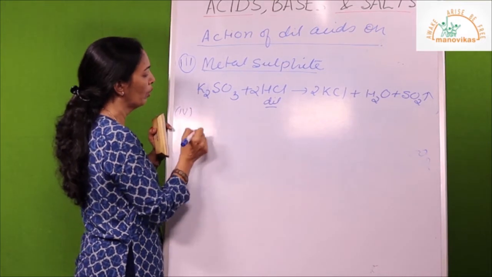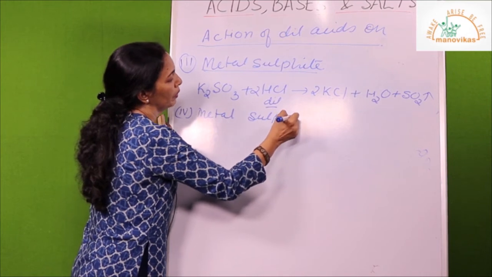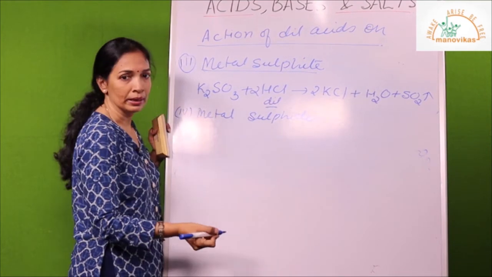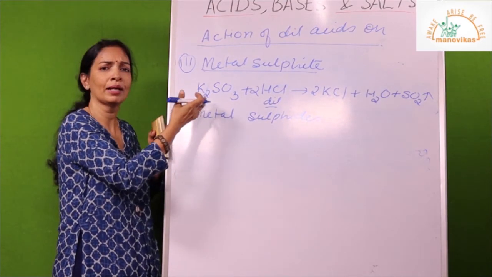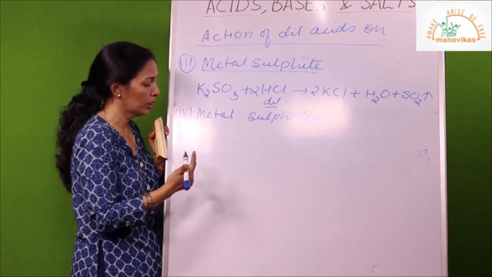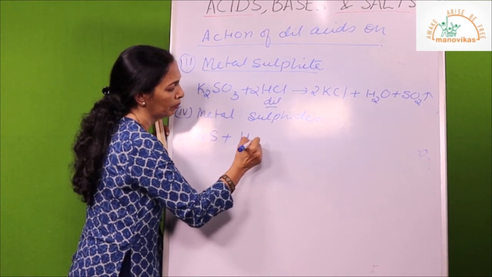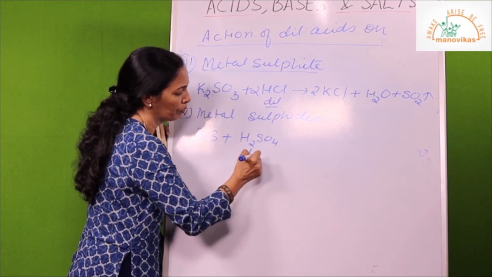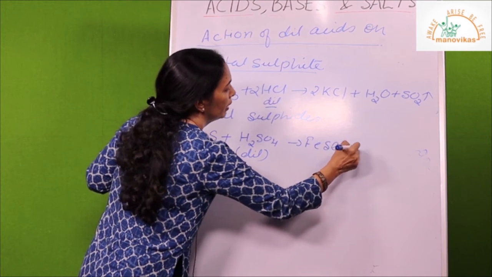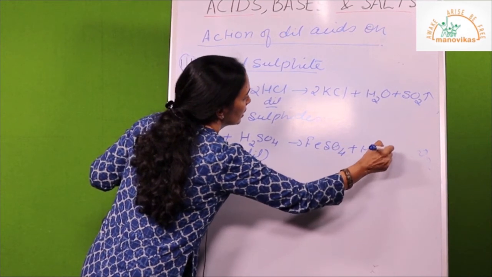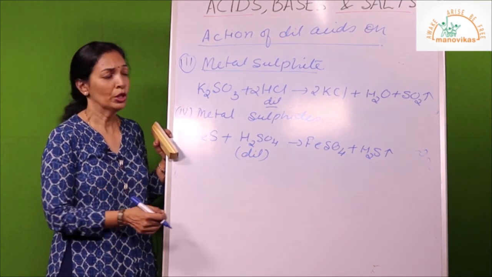Fourth one, on metal sulfide. Sulfide S2 minus. Okay, so metal sulfide from potassium to copper and all these, any metal sulfide you can take of your choice. Let us suppose we are taking iron 2 sulfide and make it react with dilute H2SO4. It will give FeSO4, ferrous sulfate, plus H2S. What is this H2S? Which is hydrogen sulfide gas, rotten egg smell gas. You all know this. So this is how.